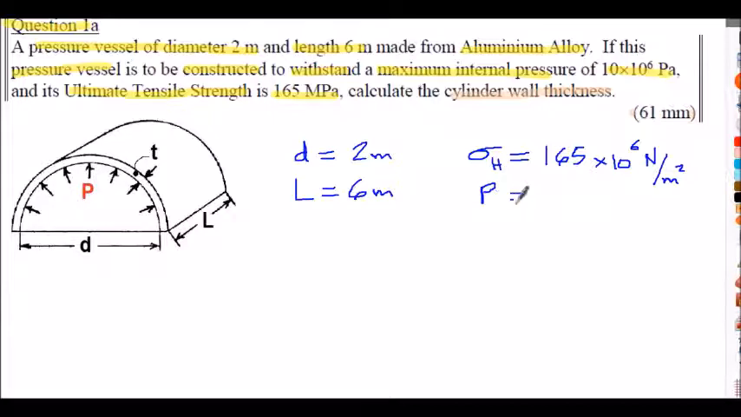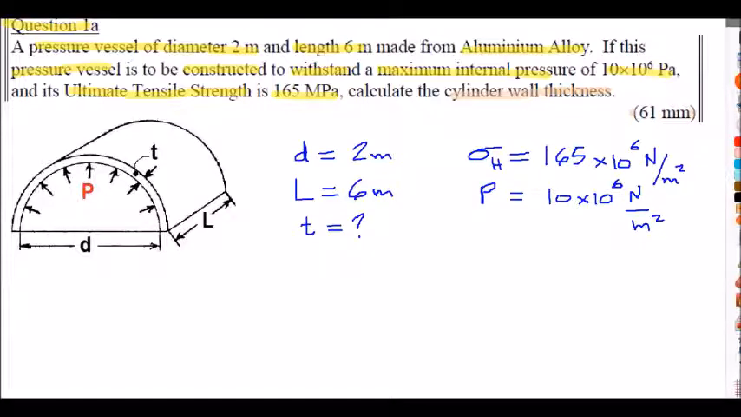I can see the pressure is 10 times 10 to the 6. That's newtons per meter squared as well. So it's information from the question. We've got to calculate the wall thickness. So it's the T that's the unknown in this particular question.